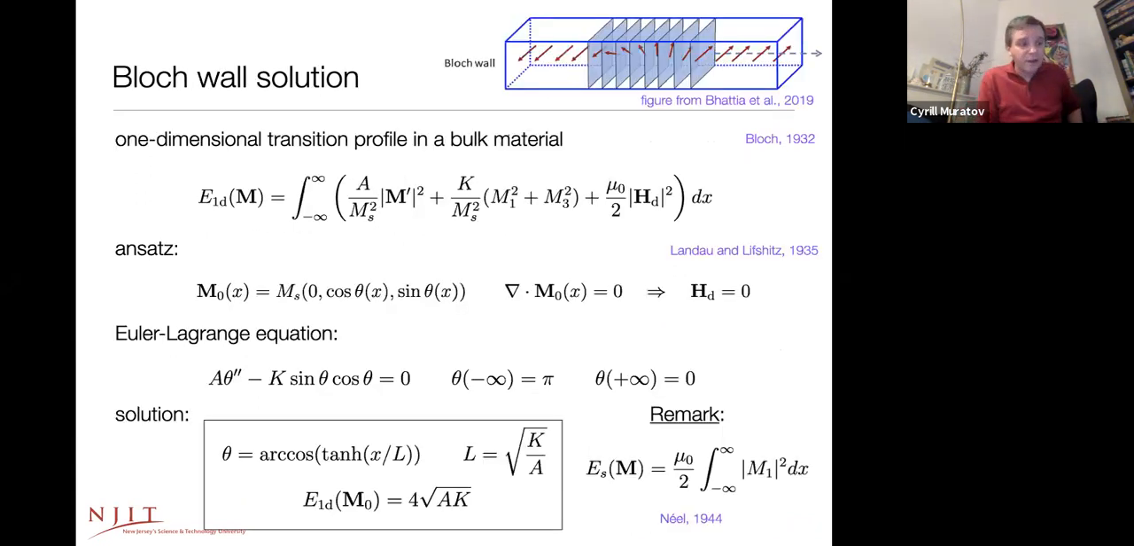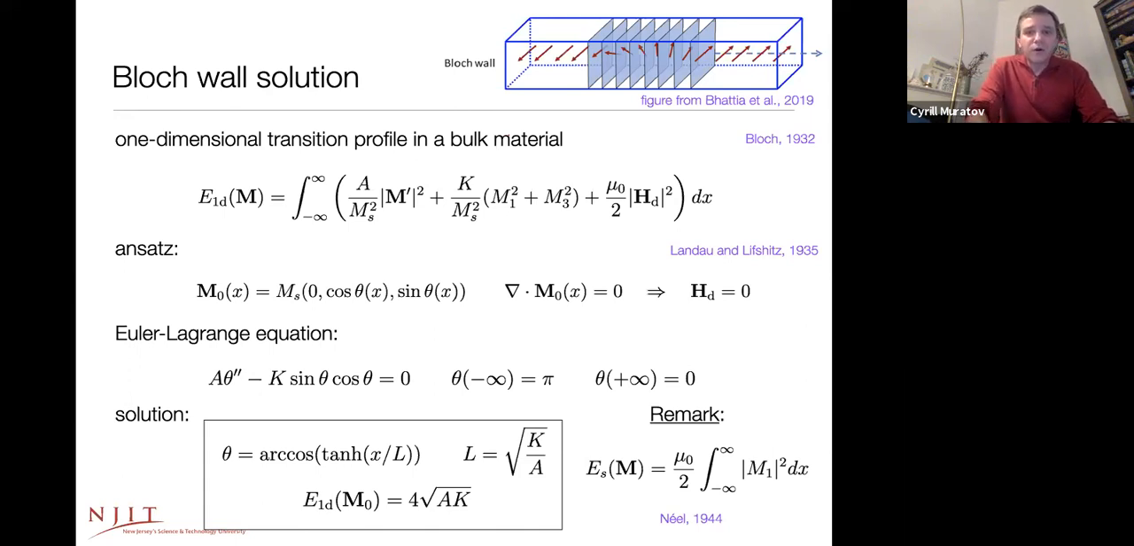So the first application of micromagnetics was to understand the structure of the simplest domain wall between opposite orientations of magnetization. The simplest such domain wall solution is called the Bloch wall.